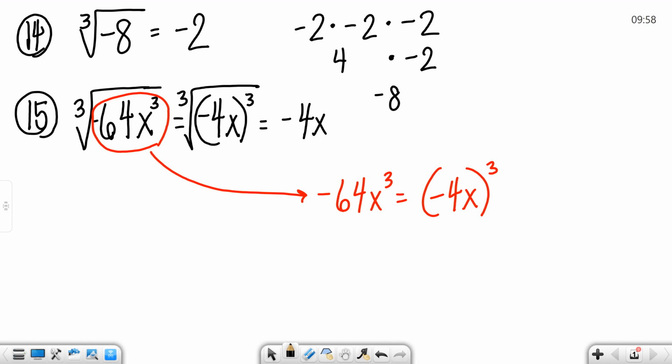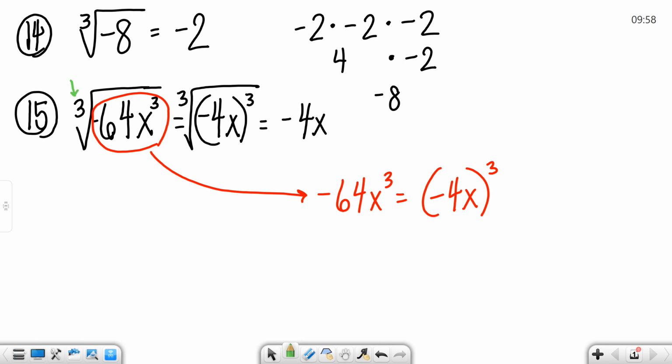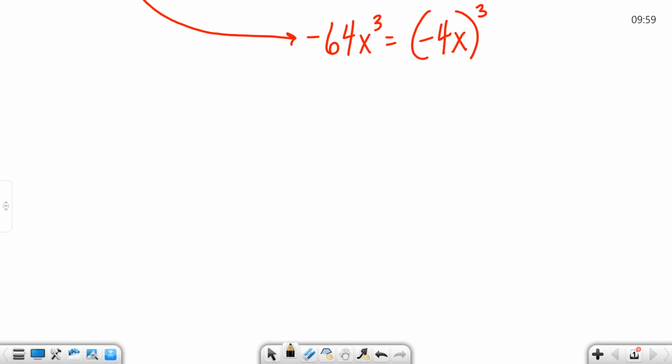Now notice I do not need absolute value here because I am taking an odd root. I'm taking an odd root and getting an odd exponent of 1. Remember, we needed absolute value if I was taking an even root and getting an odd exponent. Let me give you a couple more rules for us to look at, because we're going to take some things bigger than just the square root.